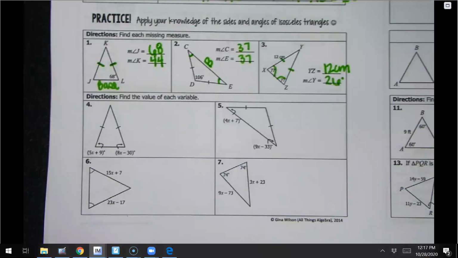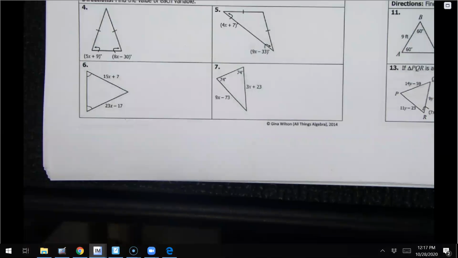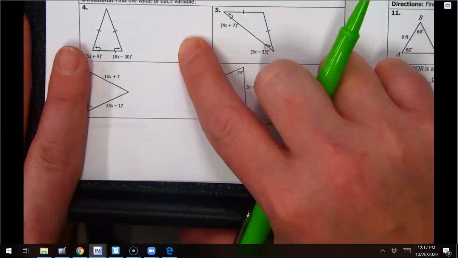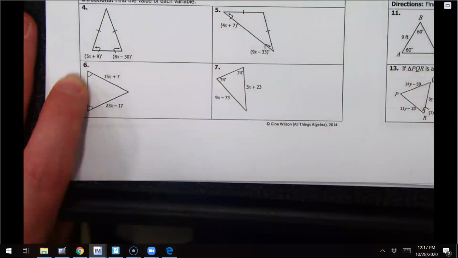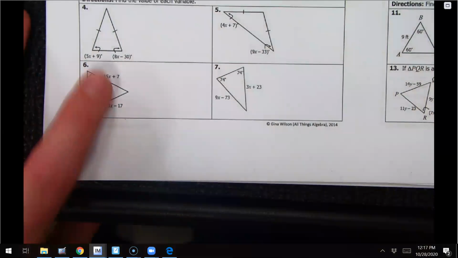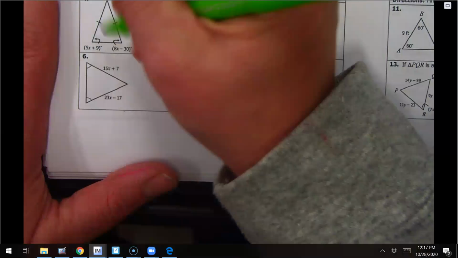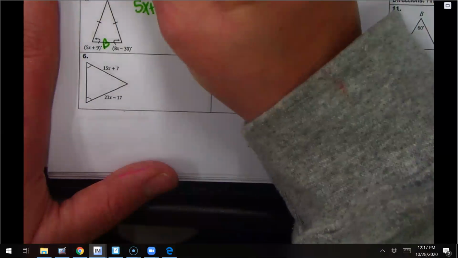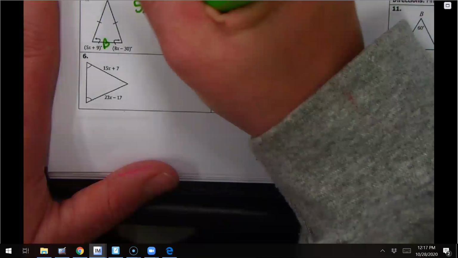So now we're going to kind of skip through this and move quickly just to make sure we can cover everything. We're just going to really talk about what we would do. You're going to actually get to do it on your homework. So with number 4, what would we do right here to find the variable? You know that those are base angles. This is my base down here. So we're just going to set those equal to each other. And we're going to solve. And that's all I need you to do.